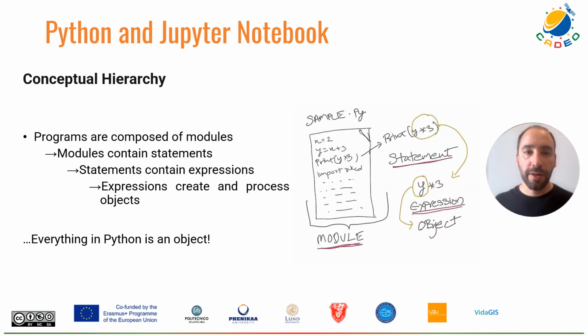The conceptual hierarchy to follow in Python programming is the following one. At the top level, we have programs, which are made up of different modules. Each module is a collection of statements. Within these statements, there are expressions, and these expressions are responsible for creating and processing objects. It is important to note that in Python, everything you work with is connected to an object. This fundamental concept helps us understand how Python organizes and handles the source code.